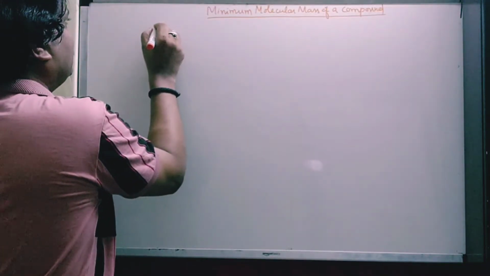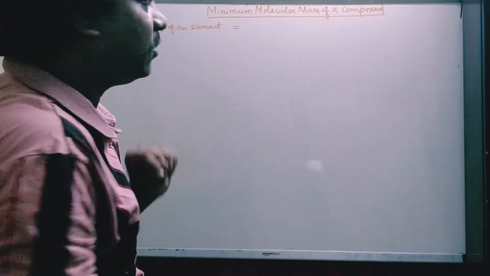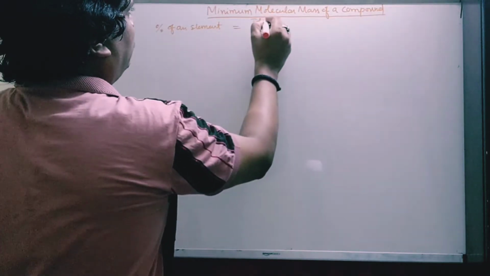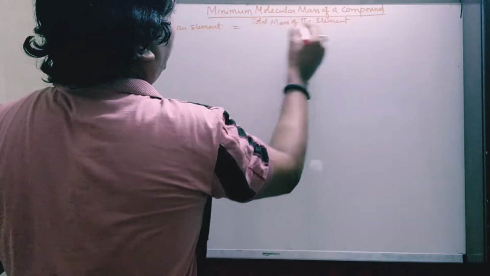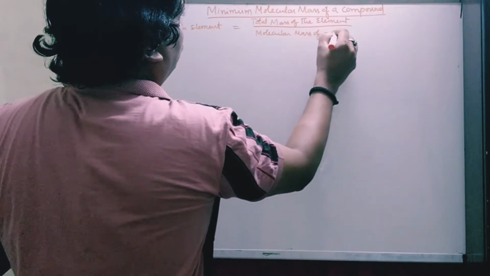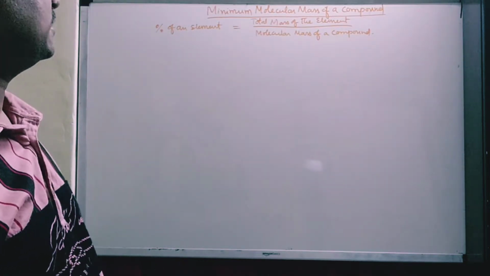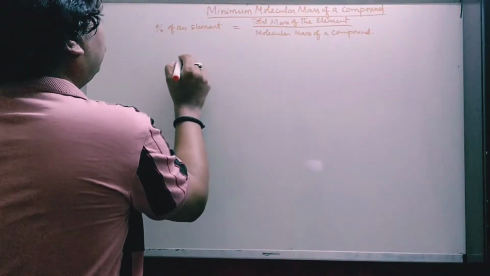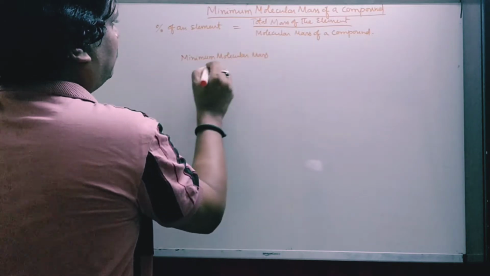Already you know that the percentage of an element is equal to the total mass of the element, or here we can take the minimum mass of the element, divided by the molecular mass of the compound. To calculate this, we are going to find the minimum molecular mass of the compound.